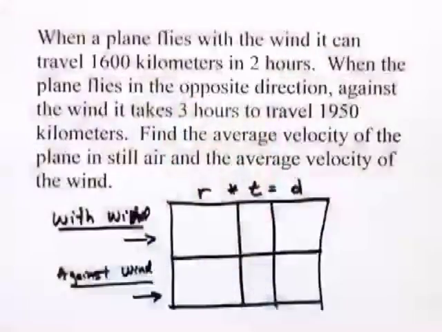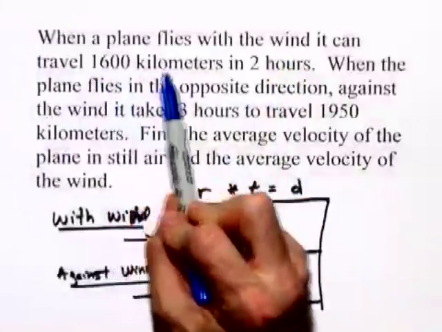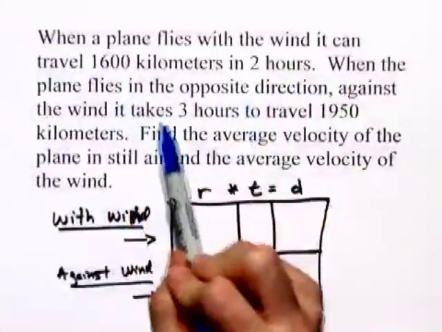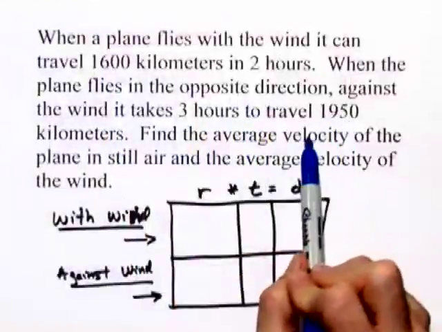Sometimes we need to solve problems involving motion. In that case, we need to use the formula d equals rt. Let's look at an example of an airplane. In this problem, we've got a plane that flies with the wind. It can go 1,600 kilometers in 2 hours. However, when it flies against the wind in the opposite direction, it takes 3 hours to go 1,950 kilometers.